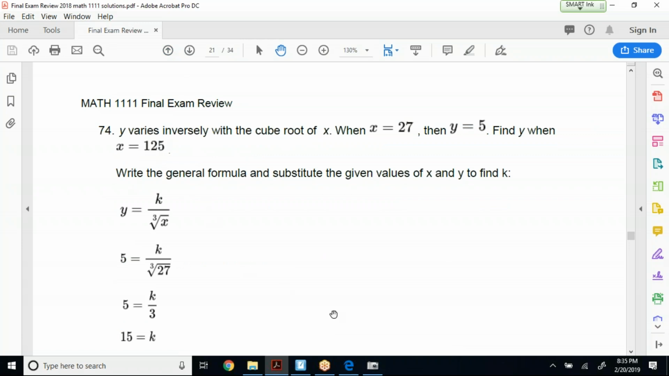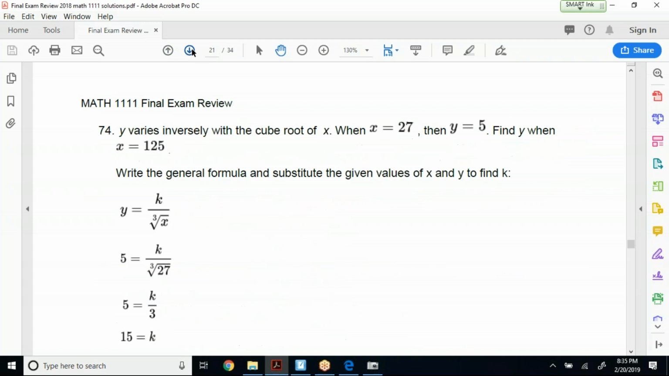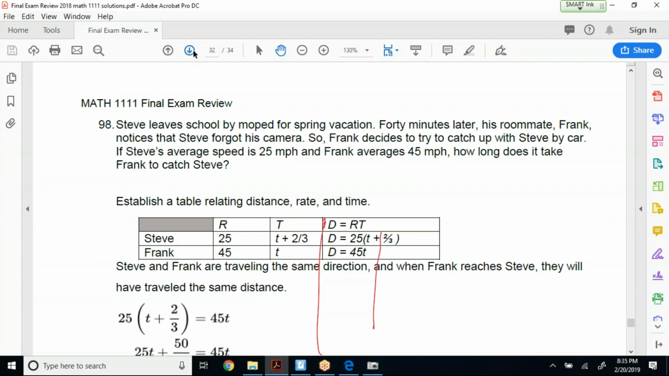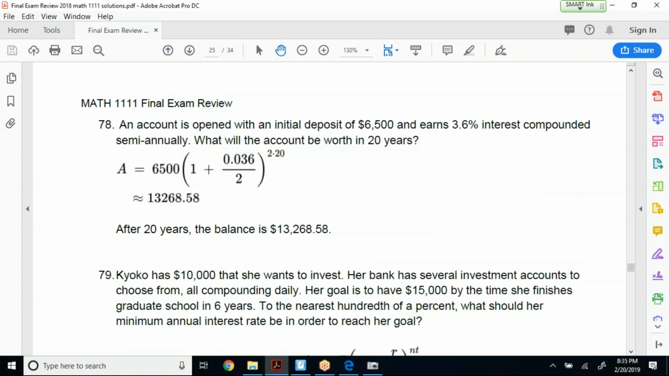We don't have to worry about variations. I mean, we don't have to worry about that. So, okay, what you got? 79.